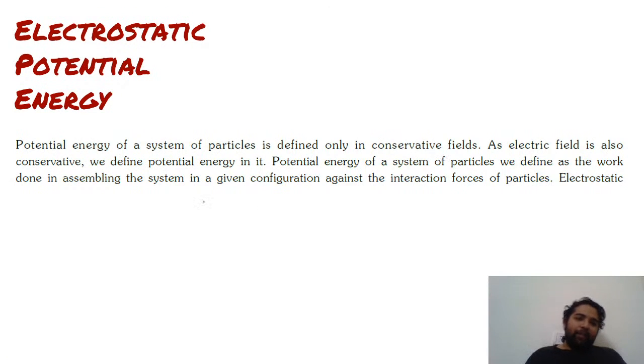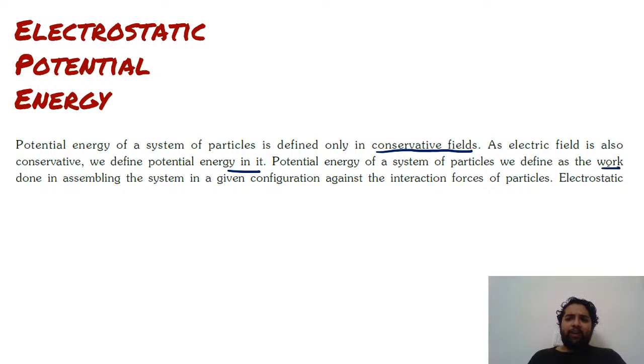So the definition: the electrostatic potential energy of a system of particles is defined only for conservative fields, and we also know that the electric field is a conservative field. That is one of the first things we discussed. Gravitational force is conservative, electrostatic force is also conservative, so electric fields are conservative fields. We define potential energy in it. For any field or any force which is conservative, you can define potential energy, right? So that is why even for electric fields we define potential energy.